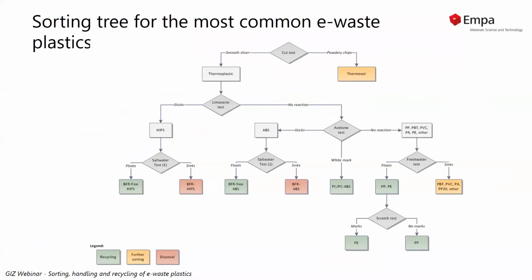And then you do various tests with first these two solvents, so the limonene test and the acetone test, and then you follow up with various density tests, either in the fresh water or in the salt water, that will then help you at the end to, for example, identify a HIPS, so a clean PS fraction that is free of brominated flame retardant, from a HIPS fraction that contains brominated flame retardants and thus needs to be disposed, whereas the other part can be sent for recycling.